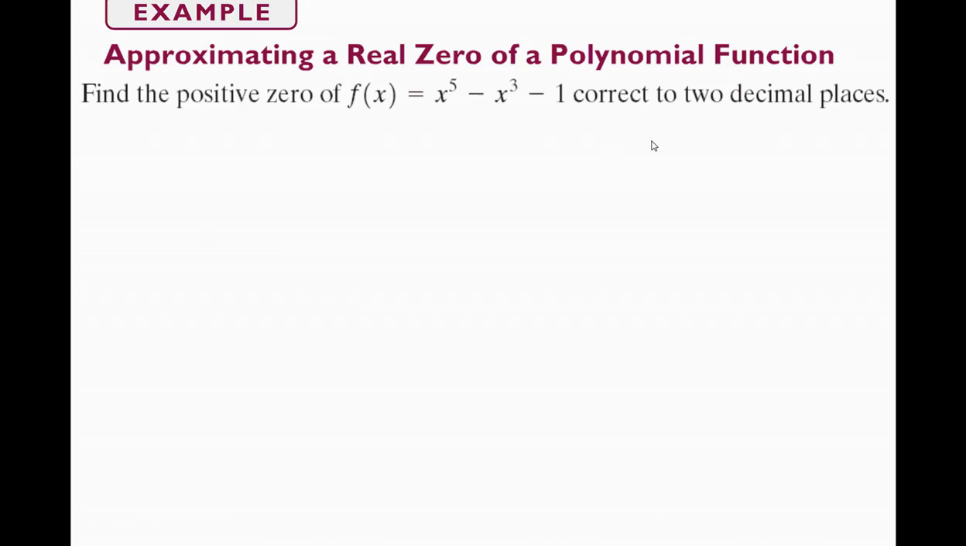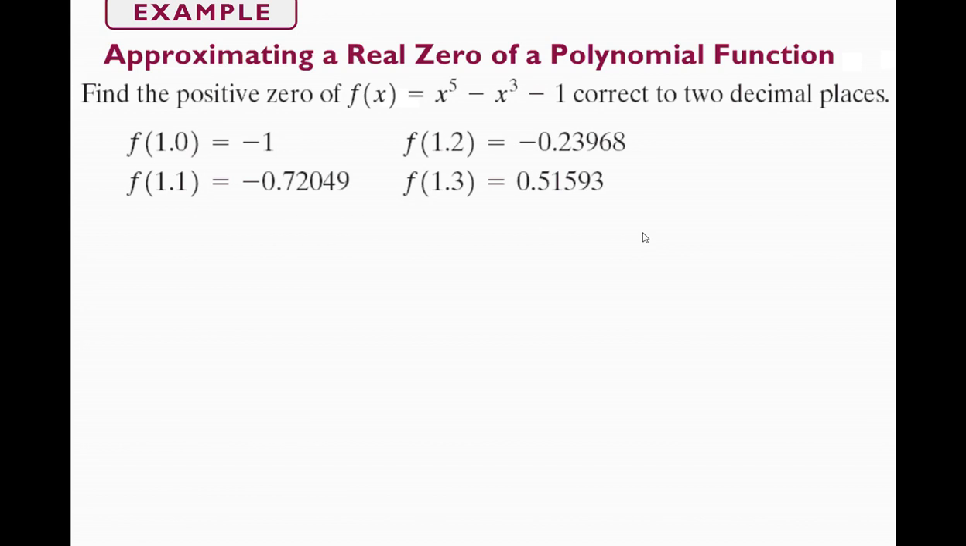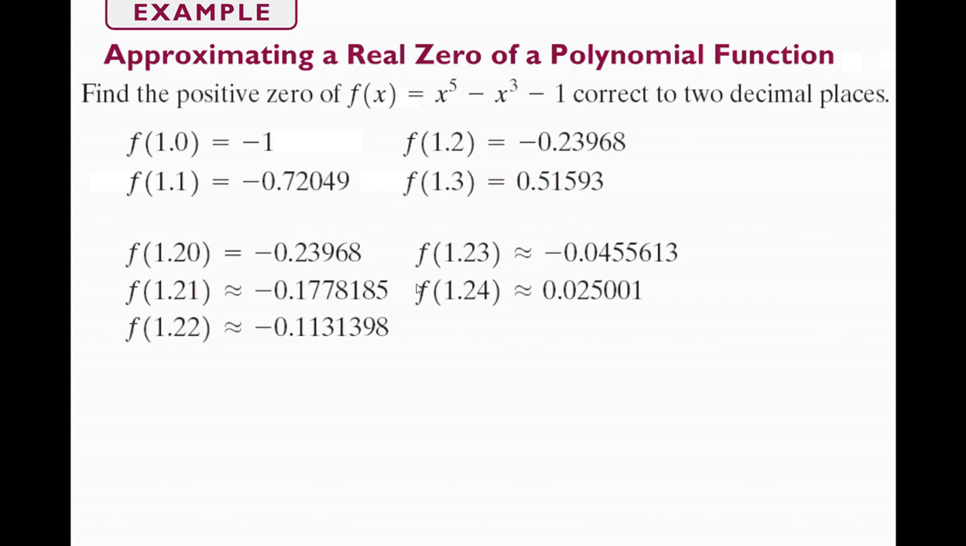So we want the zero correct to 2 decimal places. So I'm going to plug in f of 1.0, 1.1, 1.2, and 1.3. We're going to keep going with the points. We already plugged this in and found it. We're going to keep going until we can see this was negative, now this is positive. So we're going to start over at 1.2, then we're going to go 1.21, 1.22, 1.23, 1.24, and follow that process until we get a sign change.